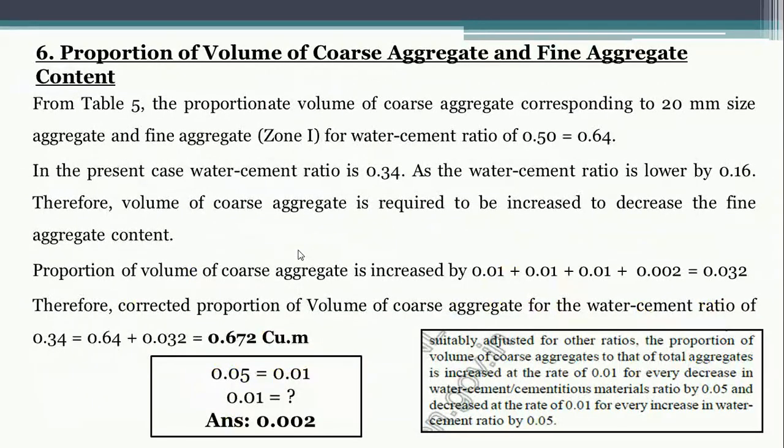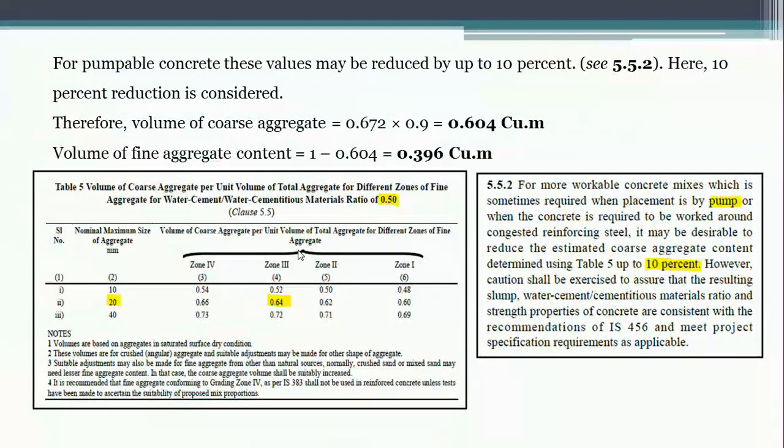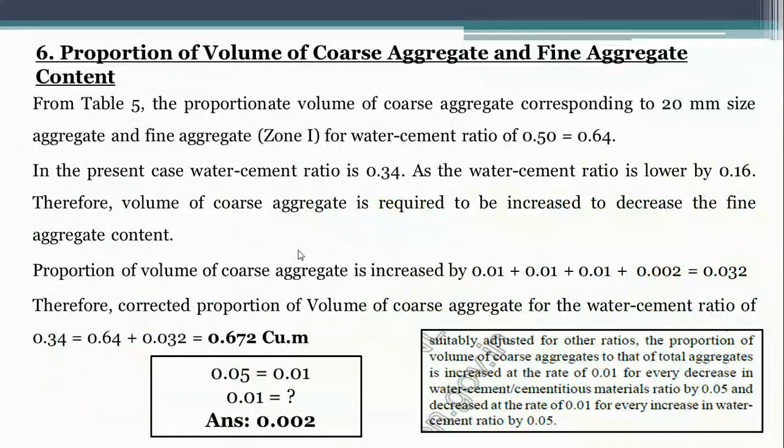Next is the proportion of coarse aggregate and fine aggregate. Here also I have already told in this table. This table is given for the water cement ratio of 0.5. So for 0.5 water cement ratio, based on the maximum size of the aggregate and based on the zone of the fine aggregate. The maximum size of aggregate is 20 and the zone given in the problem is zone 3. So for 20 maximum size and zone 3, the value is 0.64. That value of 0.64 is for the water cement ratio of 0.5. Now in our case the water cement ratio is 0.34.